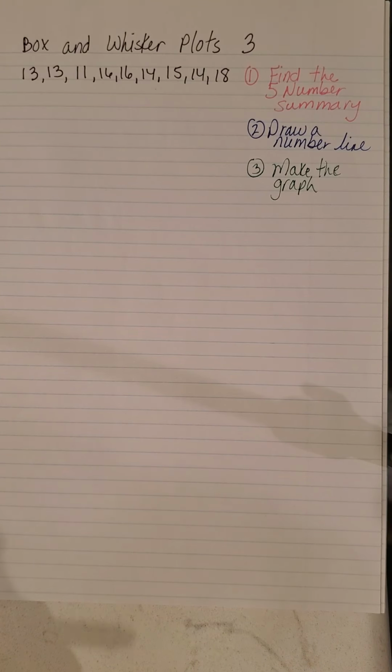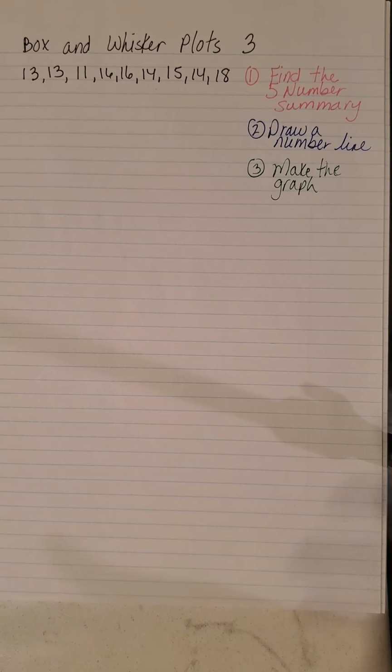Hello. This week we're going to have our last week on box and whisker plots, and we are going to be doing everything. The first week you just had the plot and you had to analyze it. The second week I gave you the 5-number summary and you had to draw the plot. And this week you actually have to find the 5-number summary and then draw the plot.